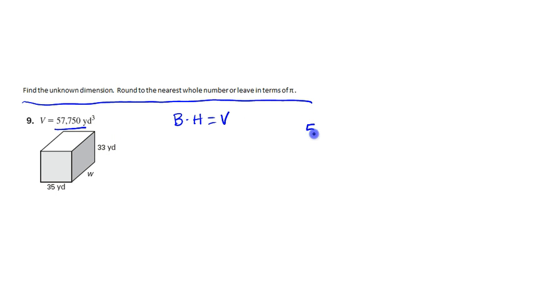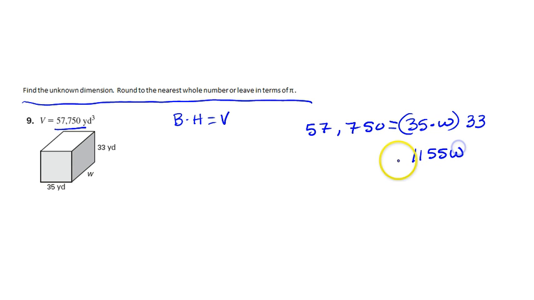So my volume is 57,750, and that should equal my base, which is the dimensions 35 by W, times my height, which is measured from base to base, which is 33. If I multiply this out, 33 times 35 is 1,155 W equals 57,750.